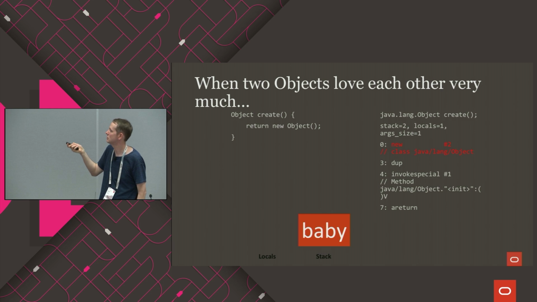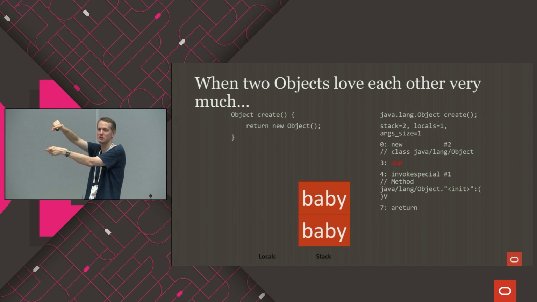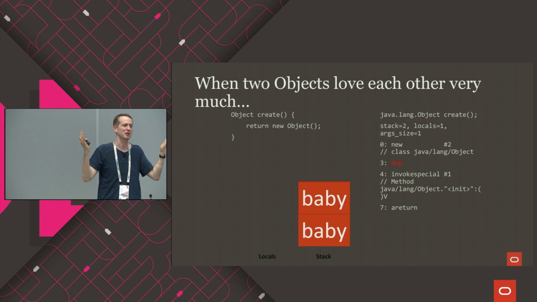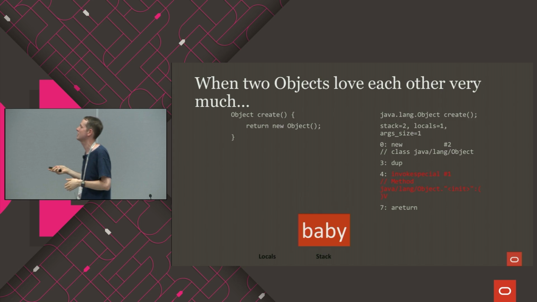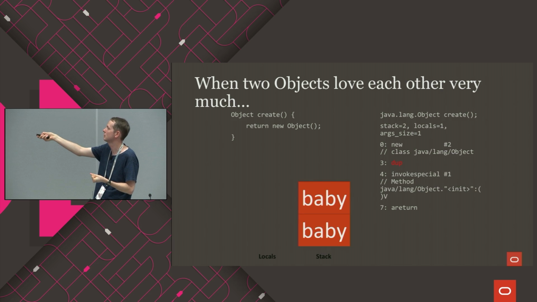So you'll see this new to allocate memory, then dup, because we need to call the constructor, and if we didn't copy the pointer, then we'd only have one pointer. The constructor would eat it off the stack, and then we initialized something, but we don't know where it is. So to have a pointer left over to know what we initialized, we have to copy it here with this dup instruction.